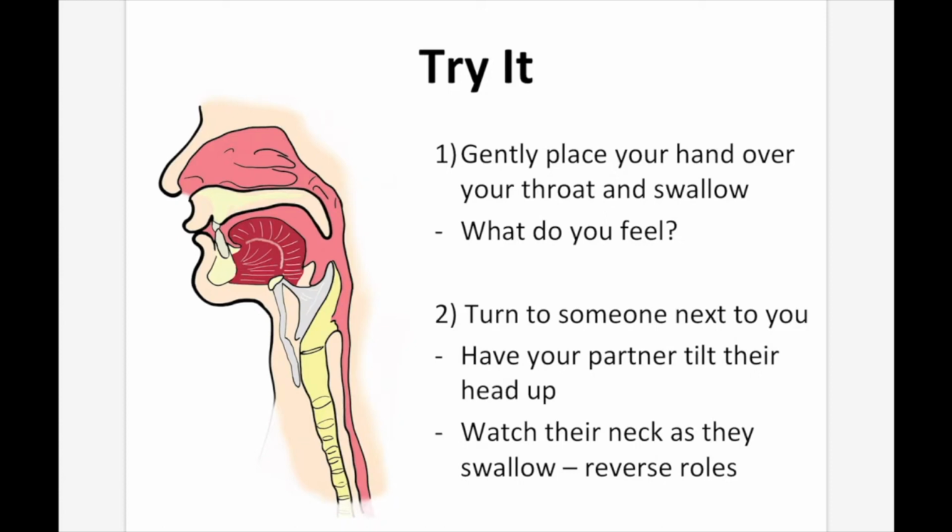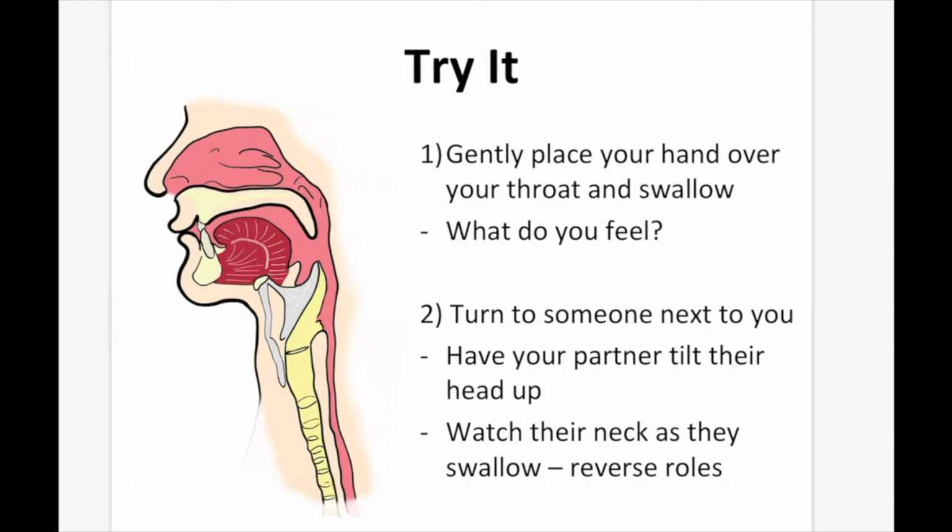Now, turn to someone next to you, and if you don't have someone next to you, go find someone, and have them tilt their head back. And I want them to swallow. And I want you to look at their throat as they're swallowing, because you can see those muscles in action. And it's pretty cool looking. So the further back they bend their head, the easier it is to see the muscles in action. So give it a try.